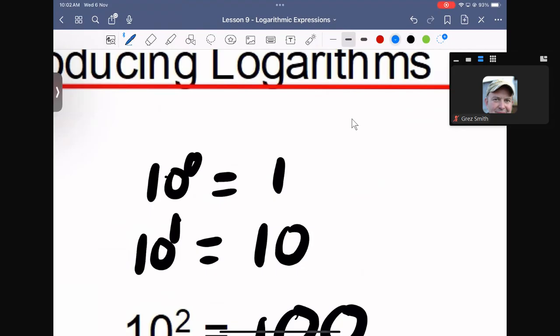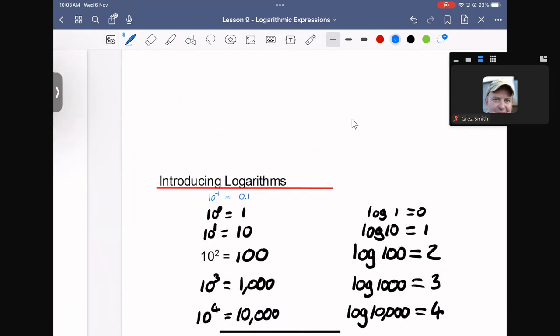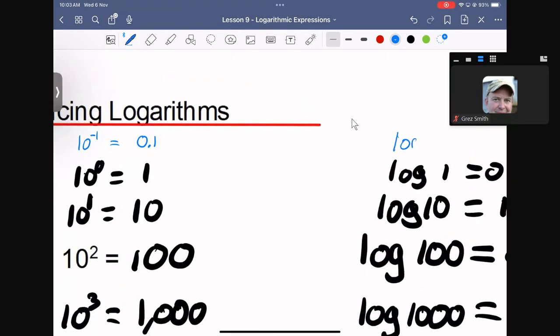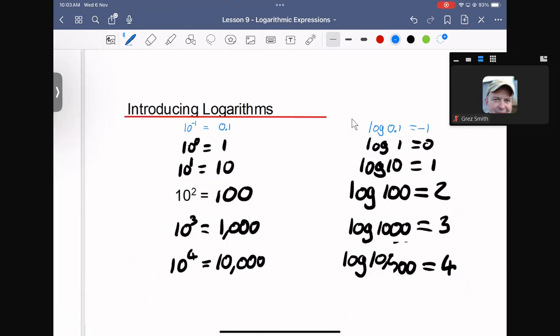What is 10 to the minus 1? Can you give us a decimal? It'll look prettier. Excellent. Okay. What is the number we need to raise 10 by in order to get 0.1? Sam? Negative 1. This is what a logarithm is.